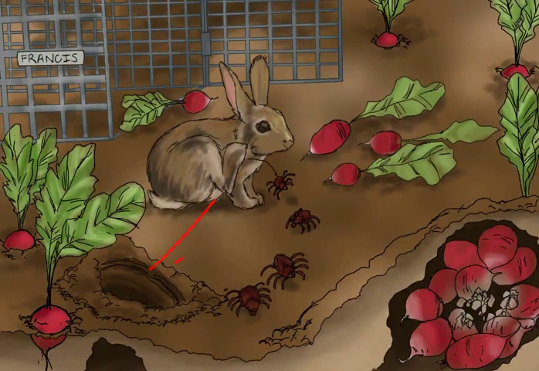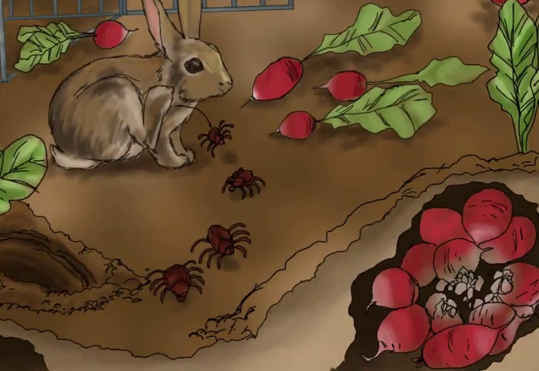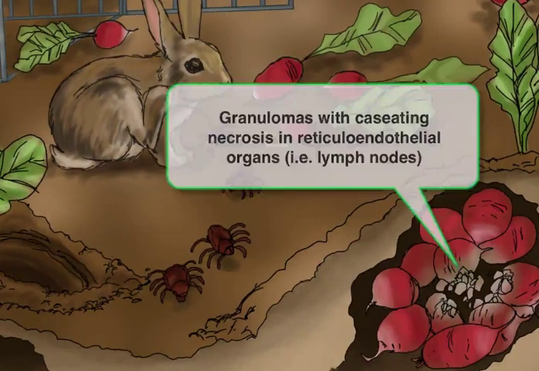It enters through the rabbit hole, the ulcer at the site of the infection, goes into macrophages, and travels through the lymph system, which is represented by the tunnel system, to reticuloendothelial organs like lymph nodes, and causes granulomas with caseating necrosis, which we've represented by this collection of radishes, which are rotting in the center.